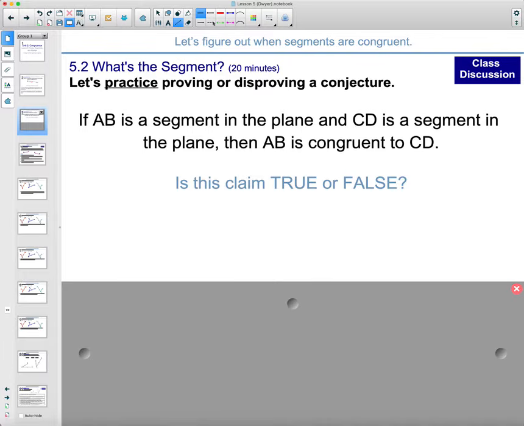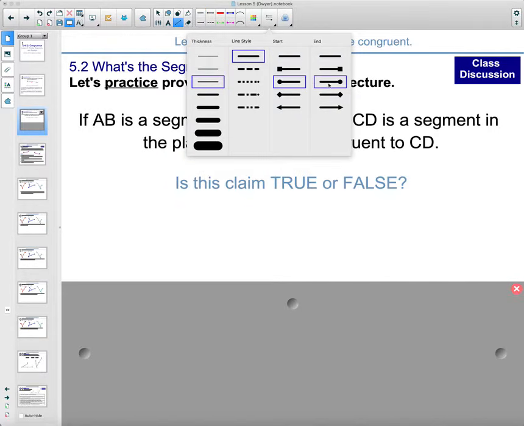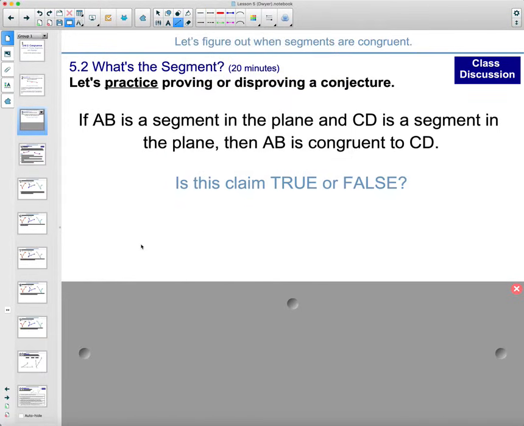Hopefully you ultimately came up with that this conjecture is false, because all they told you was that you have a segment AB. So here's segment AB. And you could even measure this and say, okay, I'm going to draw segment AB and it is 3 centimeters. Then you could draw segment CD, and you could say segment CD is 5 centimeters.